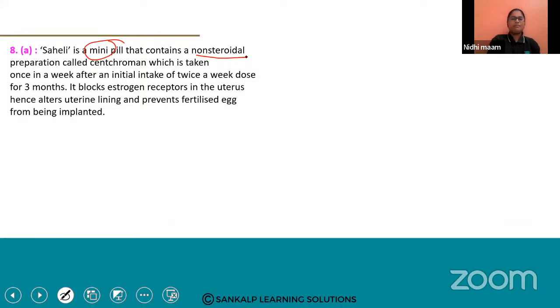What it does is block the estrogen receptors. It blocks the estrogen receptor cells in the uterus, hence alters the uterine lining. The lining of the uterus will be altered so that the egg will not come and get fixed. Even though the egg is fertilized by a sperm, the fertilized egg will not be implanted. It changes the uterine layer. Okay, so this is regarding Saheli.